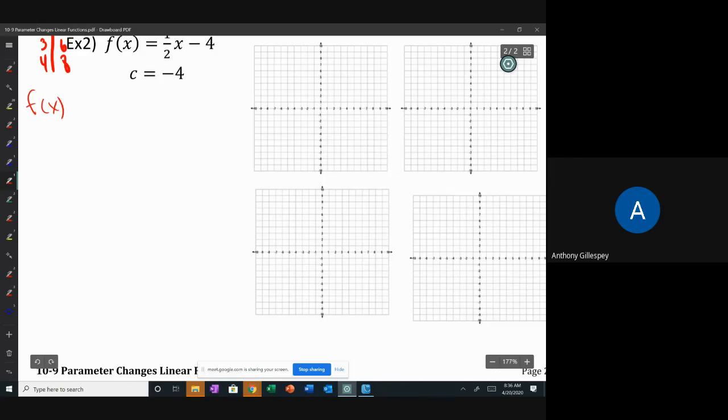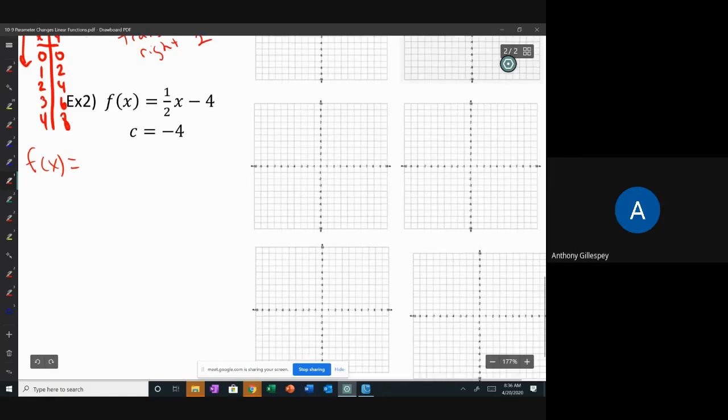f of x equals, we're going to graph f of x equals x over 2 minus 4. So let's graph that first. If I were you guys, when I did my homework, I would graph both, because you're going to have 2 graphs, right? Graph 1 and graph 2. I would graph that on both of them real quick and just be done with it, right?